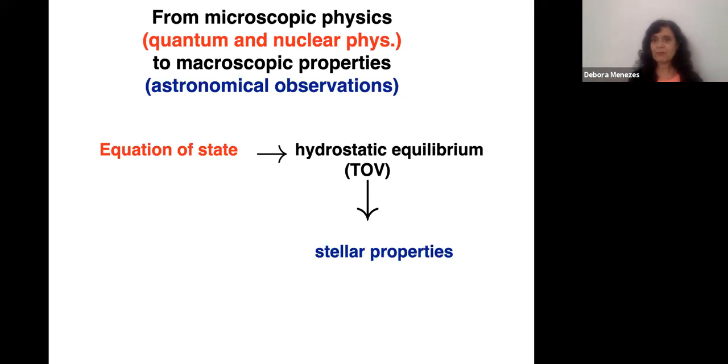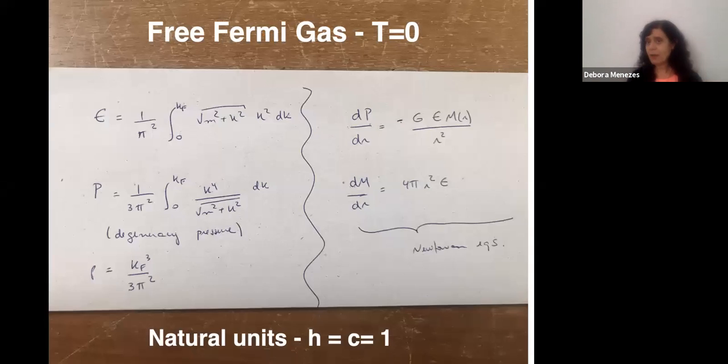So we start from an equation of state, and then we use the Tolman-Oppenheimer-Volkoff equations I mentioned before, that are related to hydrostatic equilibrium. It's a fluid in hydrostatic equilibrium that's described by this equation of state. And as an output of these differential equations, we obtain macroscopic stellar properties. So let's see how it works.